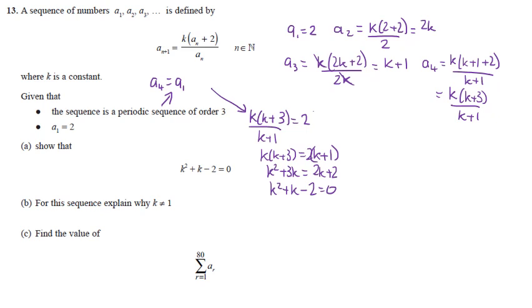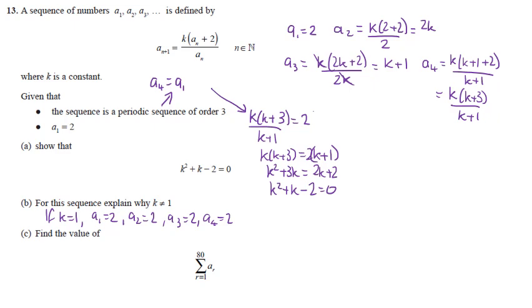Part B, for this sequence, explain why k cannot be equal to 1. Okay, so if k was equal to 1, then we'd have a1 is equal to 2. Well, that didn't depend on k. We'd have a2 is equal to 2, a3 is equal to 2, a4 is equal to 2. So what we'd actually find is that every term would be the same.